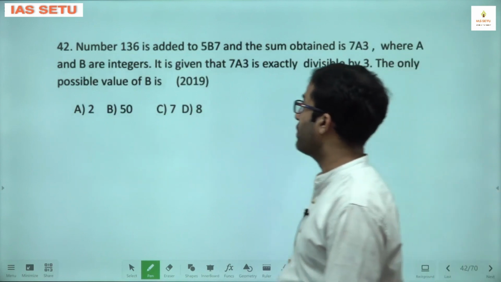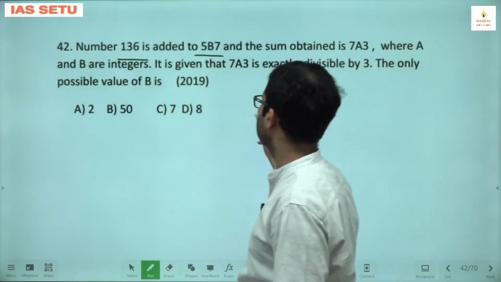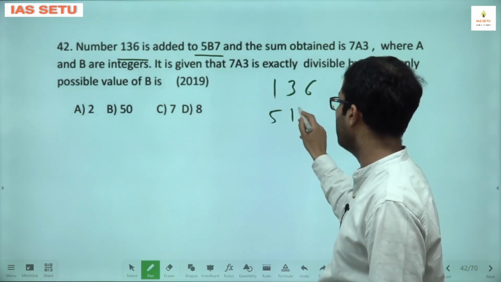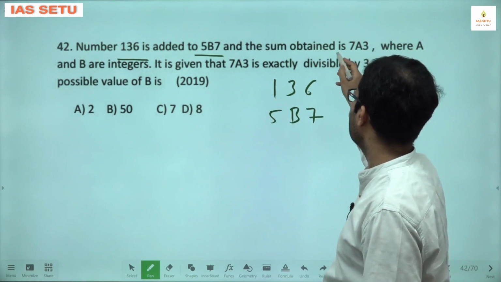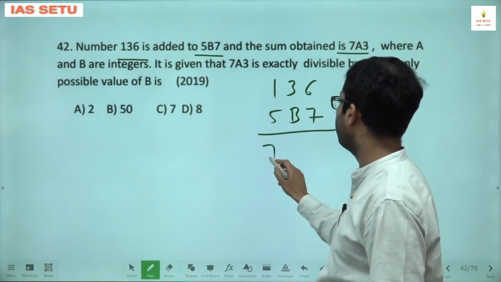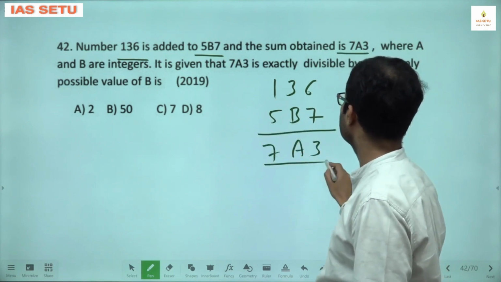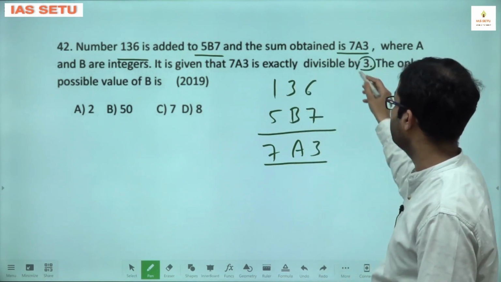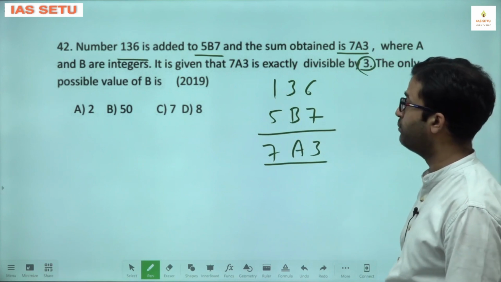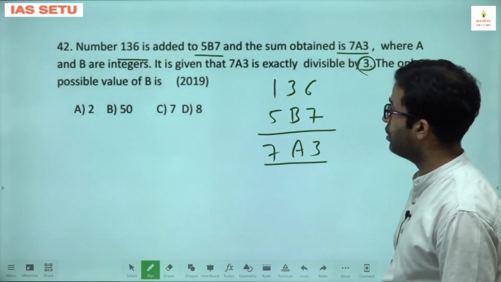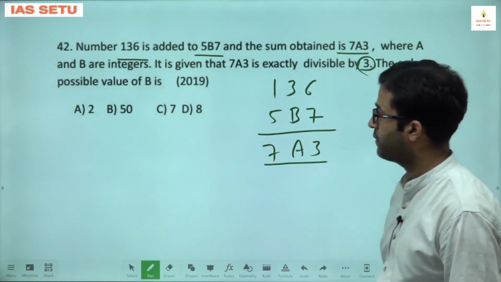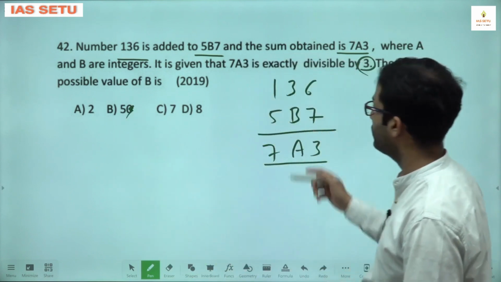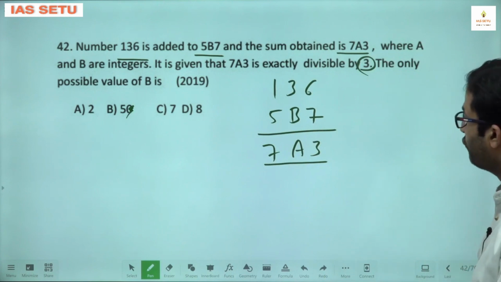Question number 42. 136 is added to 5B7 and the sum obtained is 7A3, where A and B are integers. Given that 7A3 is exactly divisible by 3, the only possible value of B is. Here it is 5, it cannot be 50. The possible value of B here is, we have to check that.